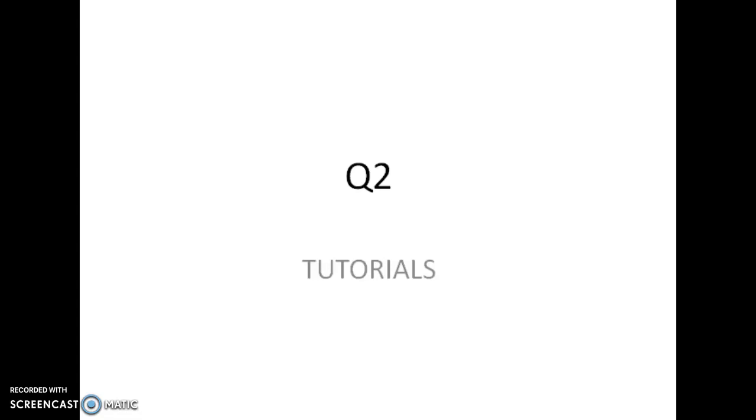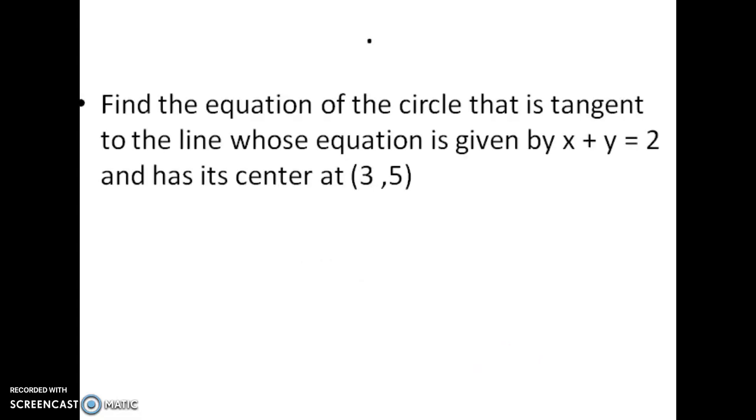So we're going to look at the second question, which is also a tutorial about the equation of a circle. Let us see what you are being asked to do on this second question. The second tutorial says: find the equation of the circle that is tangent to the line whose equation is given by x plus y is equal to 2 and has its center at (3, 5).